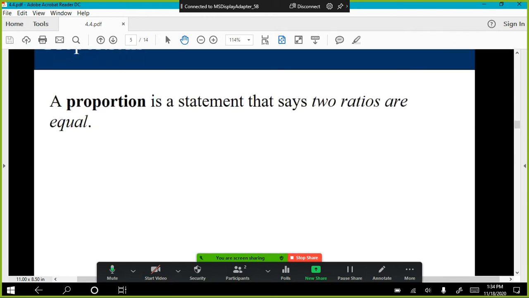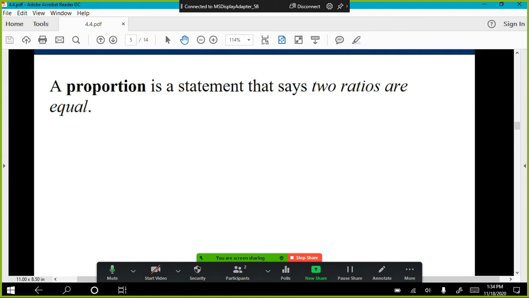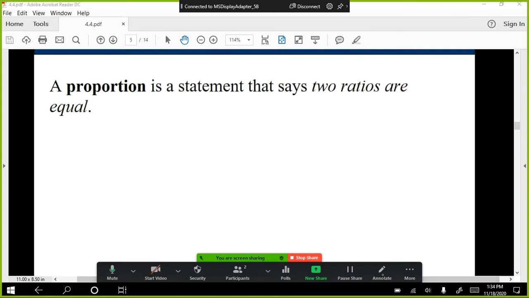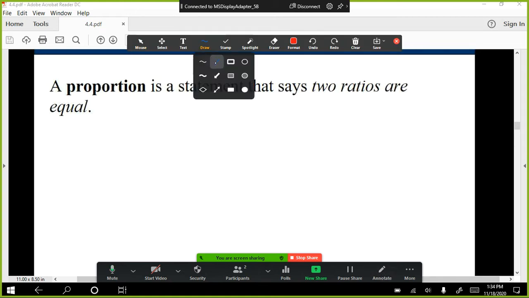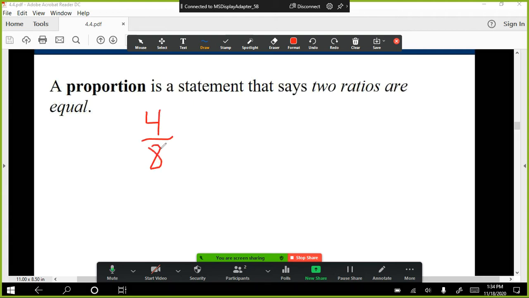Now, a proportion is a statement that says two ratios are equal to each other, such as, let me get this drawn. We all know that if we have a fraction of 4/8, that simplifies down to 1/2. So 4/8 equals 1/2 is a proportion, right? We know 4/8 reduces to 1/2. So basically, it's comparing two equal fractions.